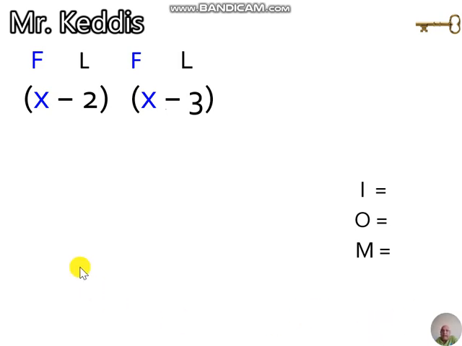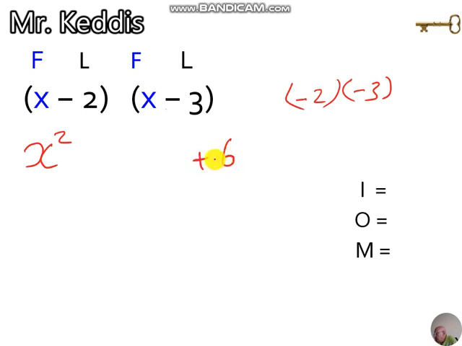We're going to multiply the binomials x minus 2 times x minus 3. X times x, I get x squared. Last times last, negative 2 times negative 3, I get positive 6. To find the middle term, I have to find the product of the inner terms, which is negative 2 times positive x. Negative times positive, I get negative 2x.